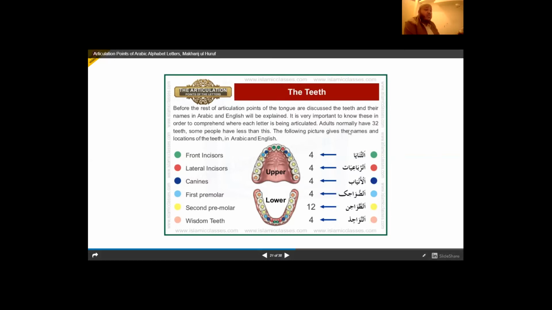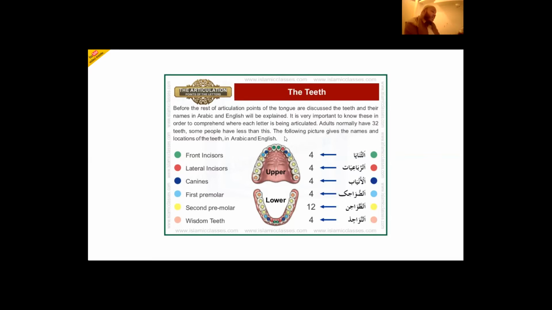Okay? So adults normally have 32 teeth. Some people have less than this. The following pictures give the names and locations of the teeth in Arabic and in English. For those people who have less than this, it depends exactly where the person is missing the teeth.